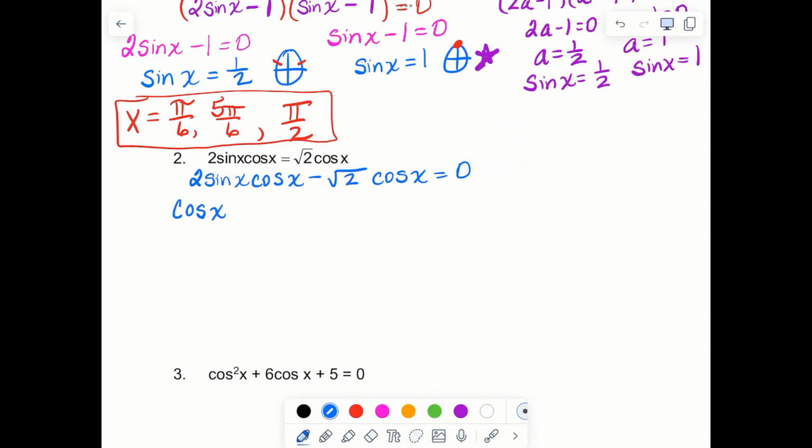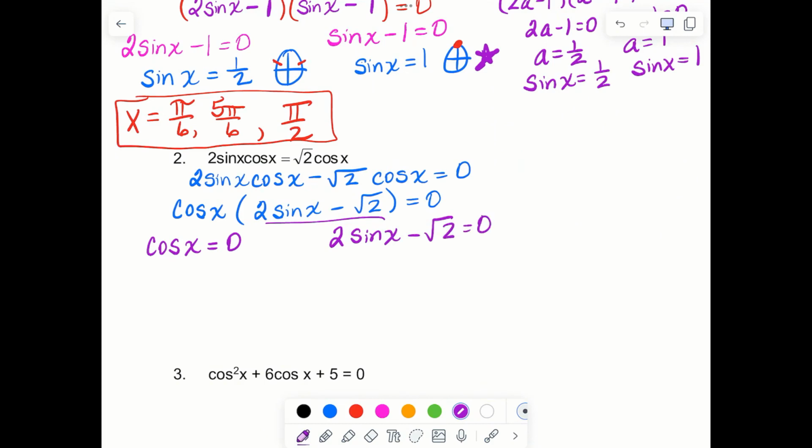If I take a cosine out, I'm left with 2 sine of x minus square root of 2 is equal to 0. And once again, I do the split. I have either cosine of x is equal to 0, or this thing is equal to 0. You can skip a few steps if need be. Like you might go straight to this right here: sine of x is square root 2 over 2.